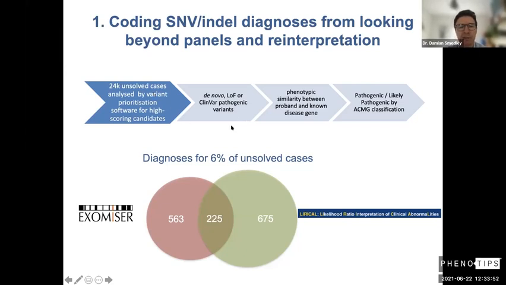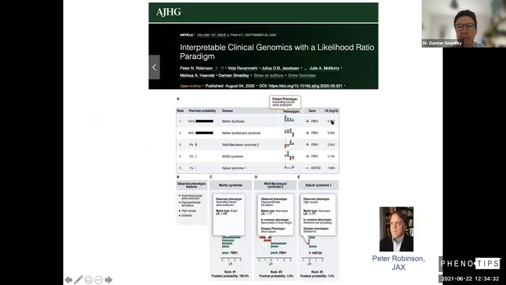I'm trying to be fairly conservative, so running them through Exomiser and a tool called Lyrical I'll introduce in a second, looking for de novo, loss of function or ClinVar pathogenic variants, where Exomiser or Lyrical says there's a high phenotype similarity between the proband and the known disease. And we can see from ACMG, if we classify this, the variant would be pathogenic or likely pathogenic. And from this experiment, it looks like we could get a diagnosis for a further 6% of the unsolved cases. And there's some overlap between the 2 tools, but actually a lot of benefit from running them both, because the intersection's not too big.